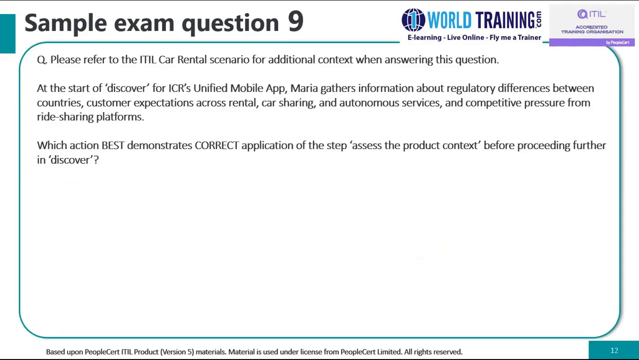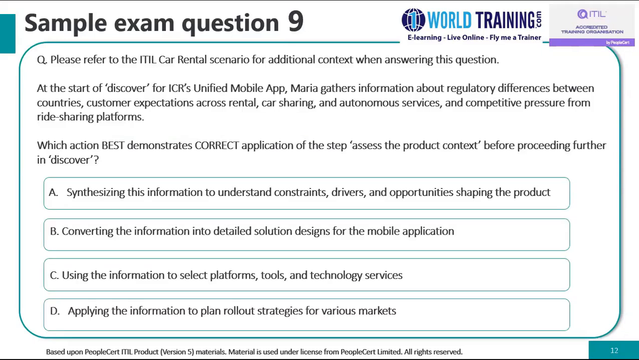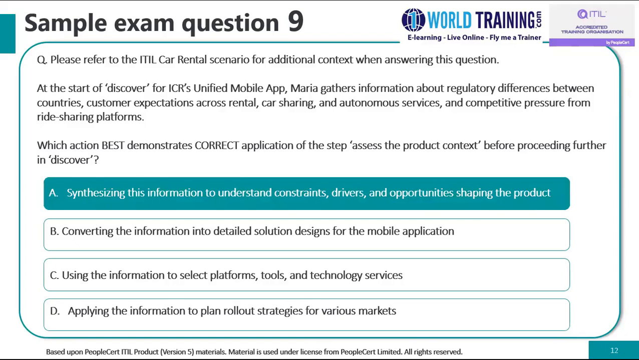Question number 9 is a question on assessing product context in Discover. Maria gathers information about regulatory differences, customer expectations, and competitive pressure. Which action best demonstrates correct application of the step assess the product context before proceeding further in Discover? The correct answer is A on this one, synthesizing this information to understand constraints, drivers, and opportunities shaping the product.